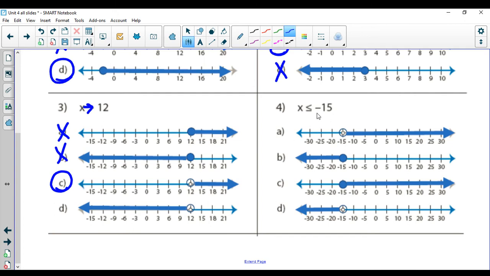For number 4, we have x is less than or equal to -15. So we're going to have a closed circle here. And then we're going to be shading down to the left, pointing this way with the arrow. So B is going to be our correct answer.